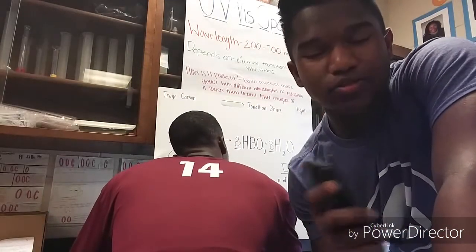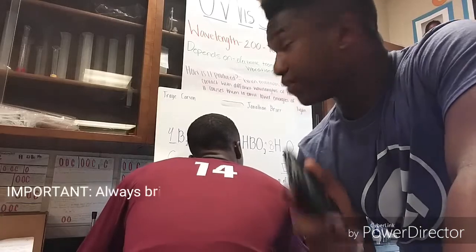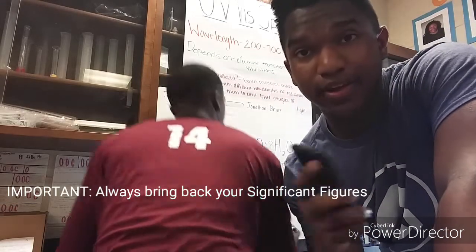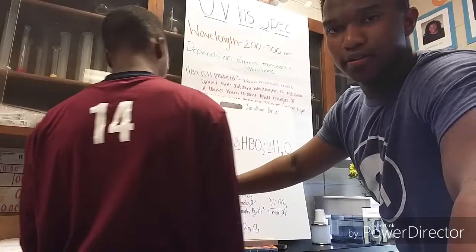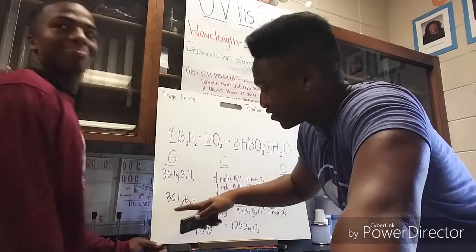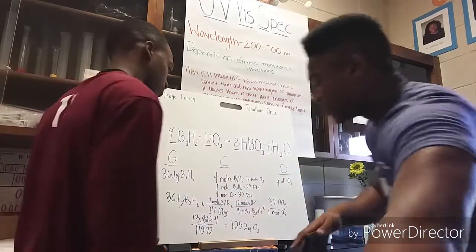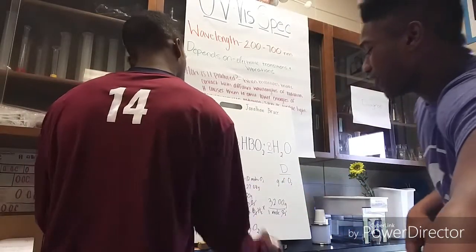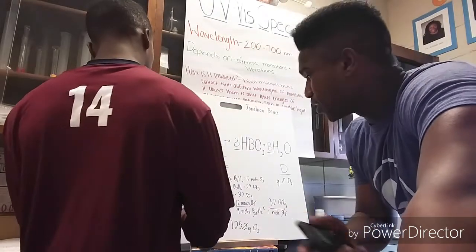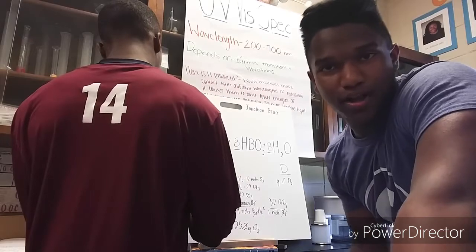That is what our problem is going to look like. However, never forget, we also have significant figures. For 36.1, we have 3 sig figs. So when you divide it, you round it off. That leaves us with 125 grams of oxygen gas.